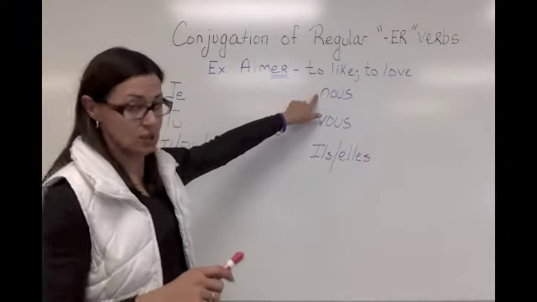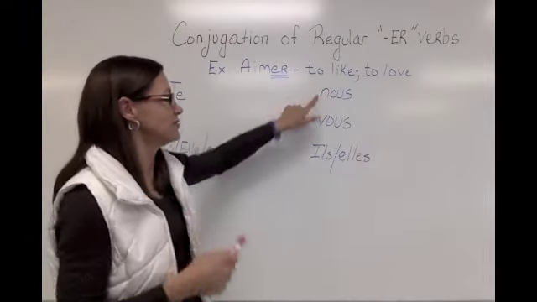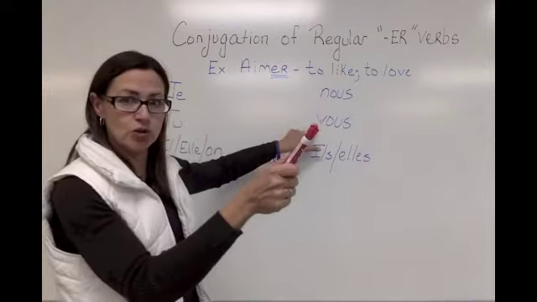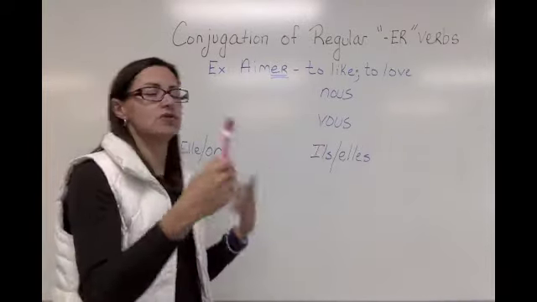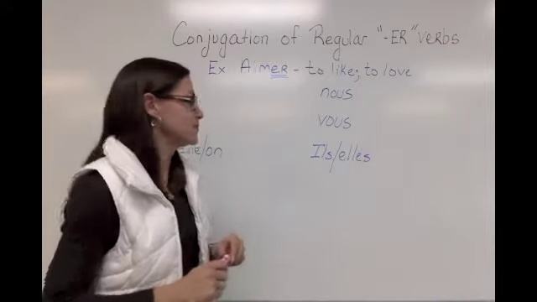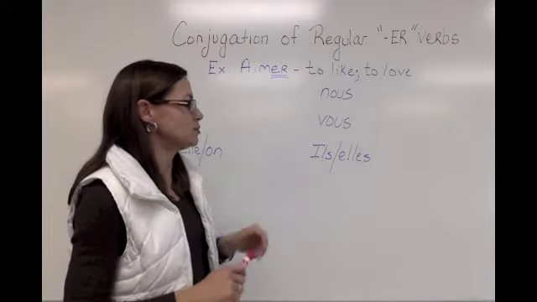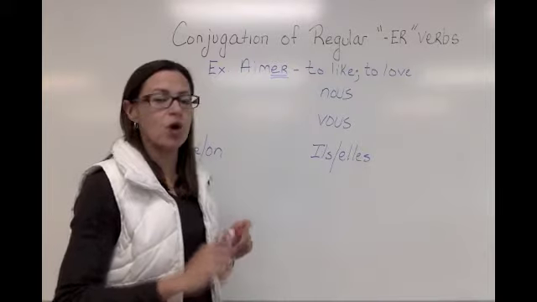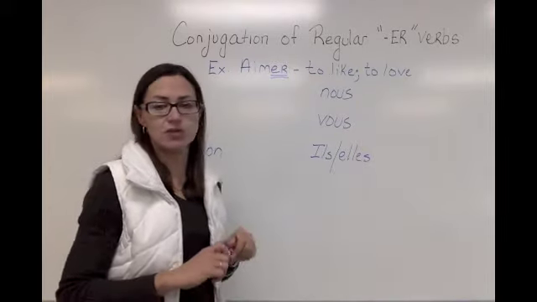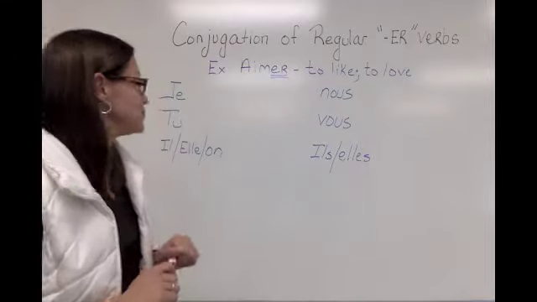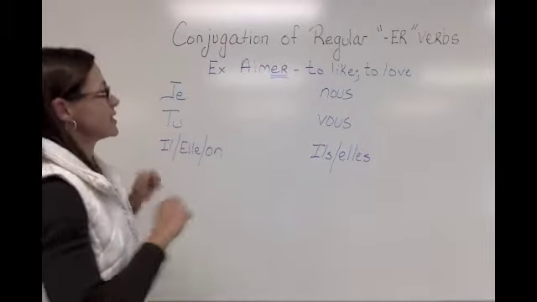Nous is we, us, we. Vous is you to one person when you're speaking formally, or it could also be vous when I'm talking to the whole class. And ils is going to be a group of boys or a group of boys and girls. Elles is going to be a group of girls, okay? All right, so let's get started.